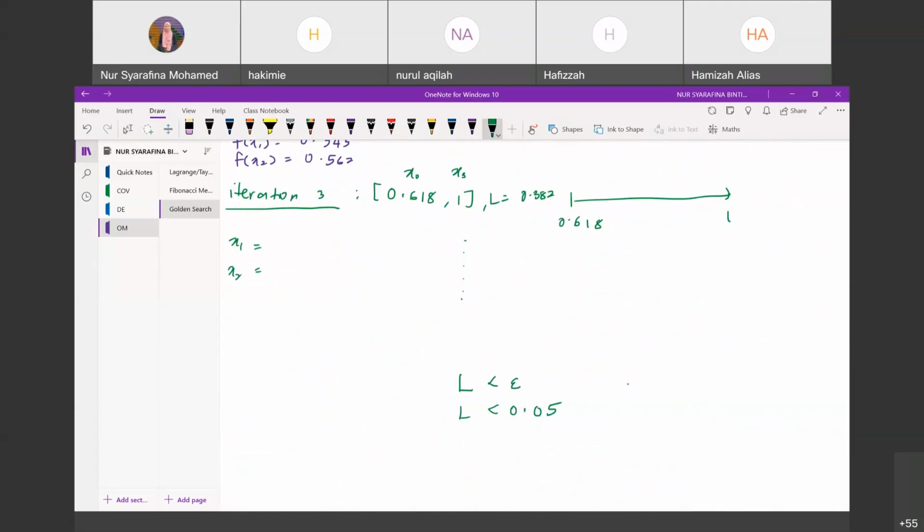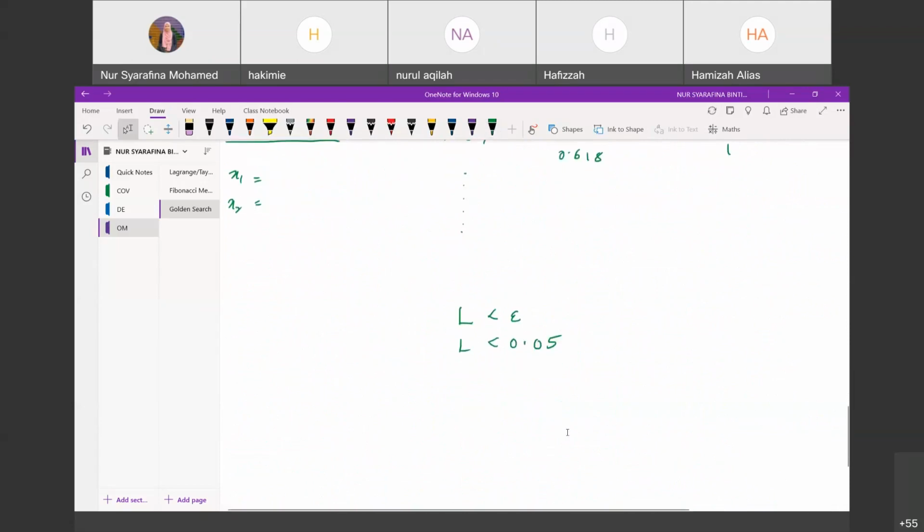Okay, so by this example, you should proceed up to iteration number 8. This is your last calculation. Please proceed to iteration 8, where you reach the new interval and L is given by 0.0218. As you can see, this is less than epsilon.